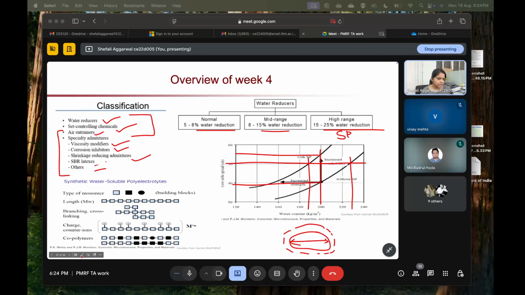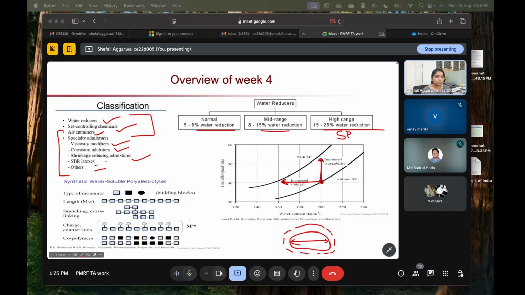So what exactly is this table representing here? It is telling that at a particular point, if we want to increase the workability or the flow, then this way we are going. And if we want to increase the strength of our system, we will reduce the water content. Okay, so this is how you will read this table.